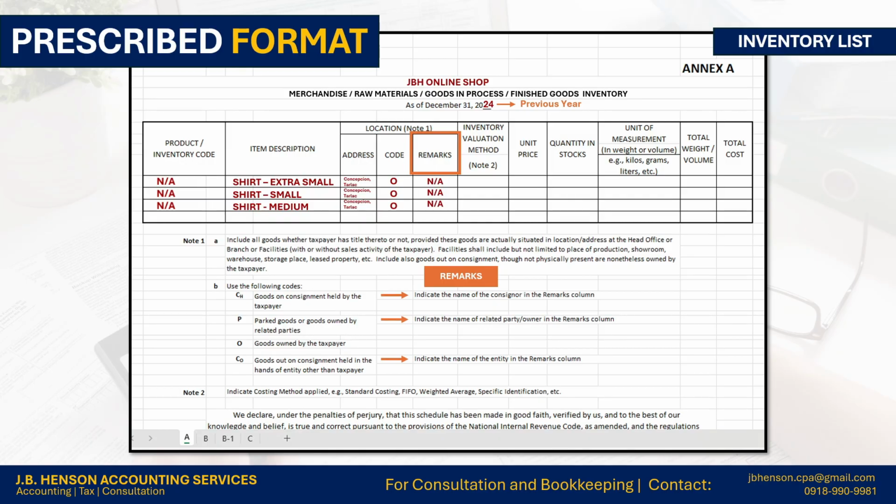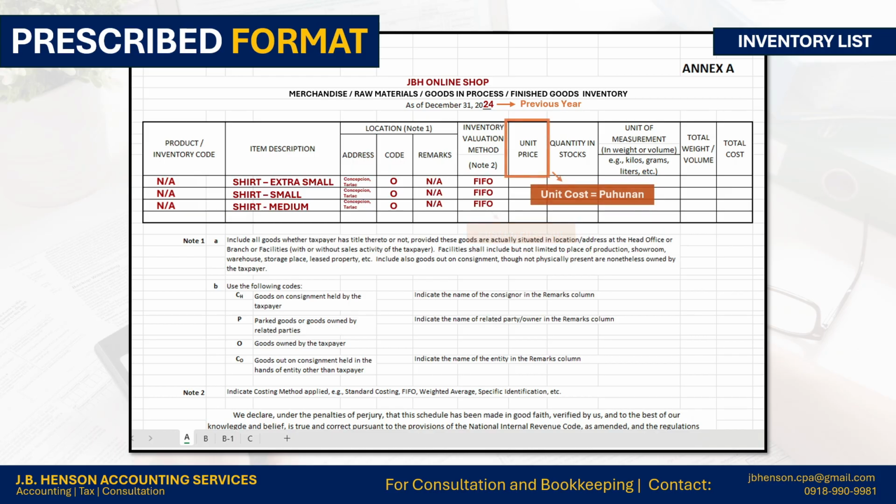For inventory valuation method, we have note 2 as a guide. So it enumerated kinds of costing methods, which include standard costing, FIFO, weighted average, specific identification, etc. So most of the taxpayers use FIFO or what we call first in, first out valuation. From the word itself, meaning yung mga unang binili natin, yun din yung mga unang binibenta natin. This is common practice especially sa mga businesses na may products na may expiration. So if you use other costing method other than FIFO, then lagay nyo lang dito.